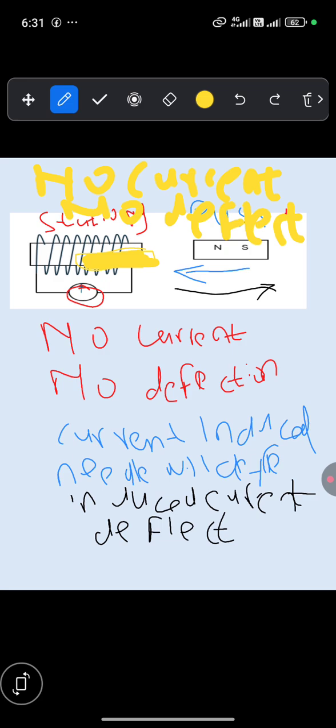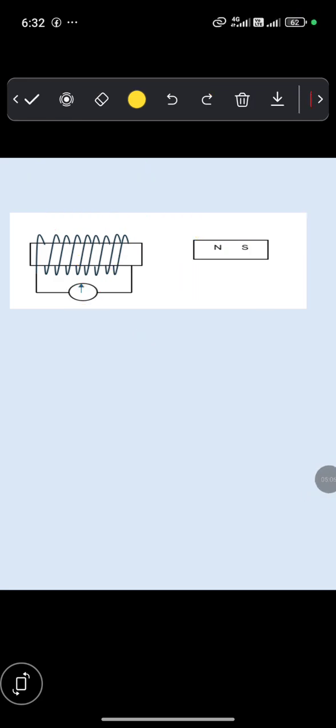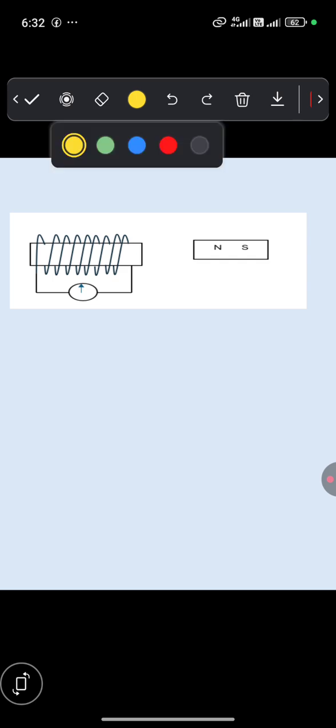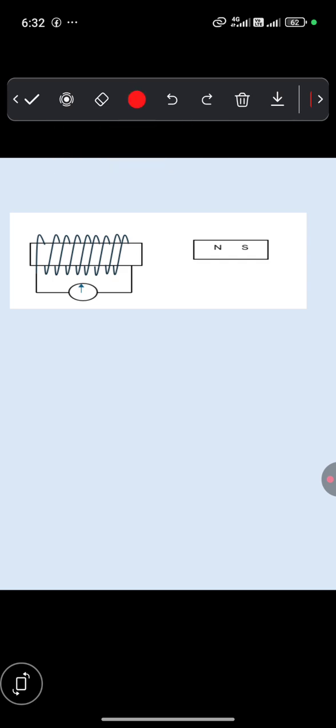So current will always be induced if one of them is moving, if there is a relative motion between the solenoid and the bar magnet. Now I want to talk about the direction in which the galvanometer will deflect, to give you a simpler method of identifying the direction.